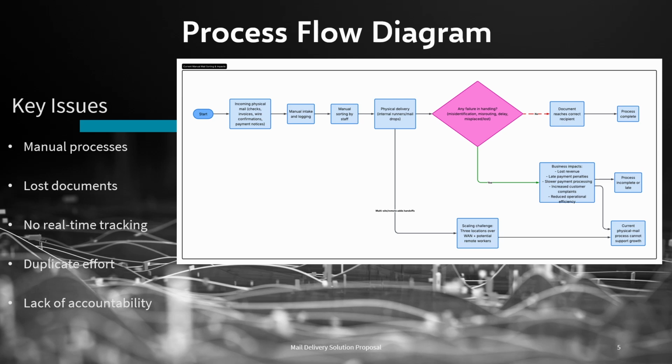Several challenges exist within this process. Because many steps are performed manually, opportunities for human error increase significantly. Delivery status is difficult to verify, mail can be misplaced, and managers have limited visibility into process performance. These inefficiencies create delays, increase administrative effort, and reduce accountability throughout the mail distribution cycle.